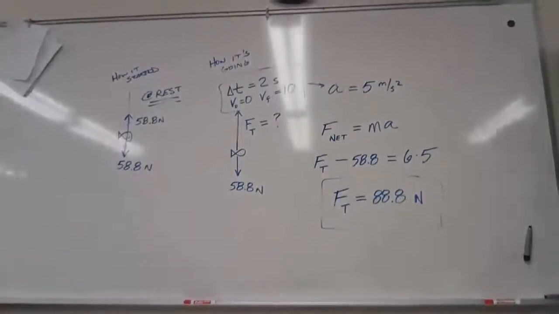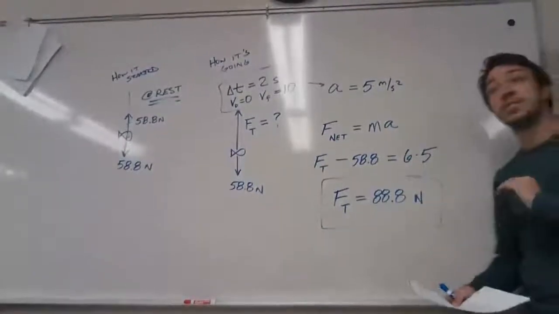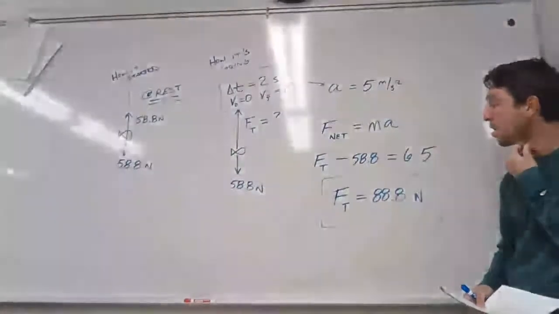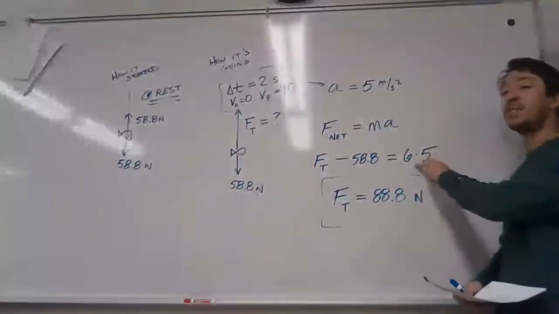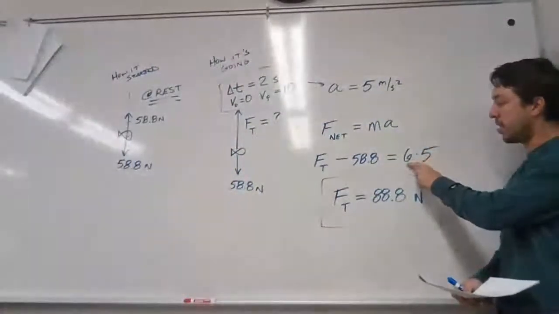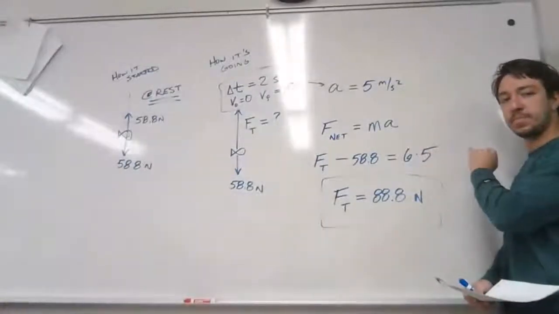All right, so are there any questions on that? Okay, yes. It's 6 times 5. Because the object was 6 kilograms and its acceleration was 5 meters per second squared. Oh, okay. Make sense? Yeah.